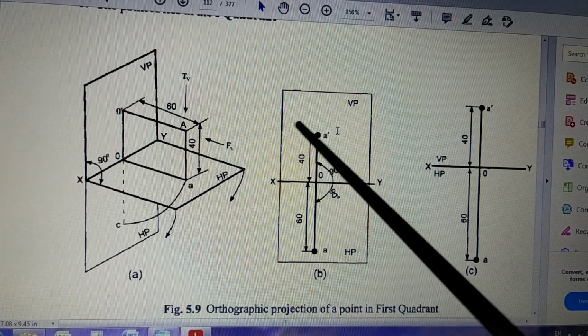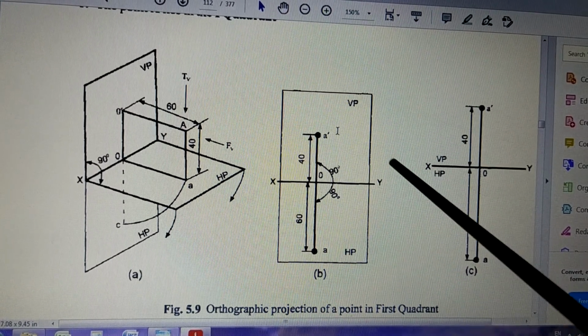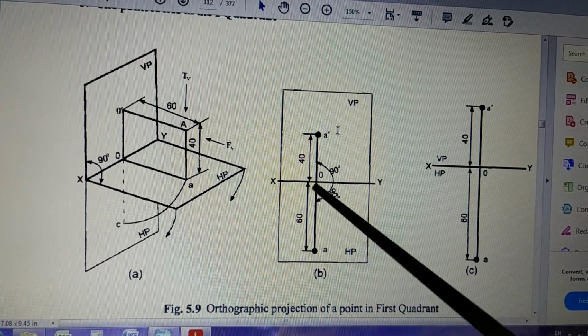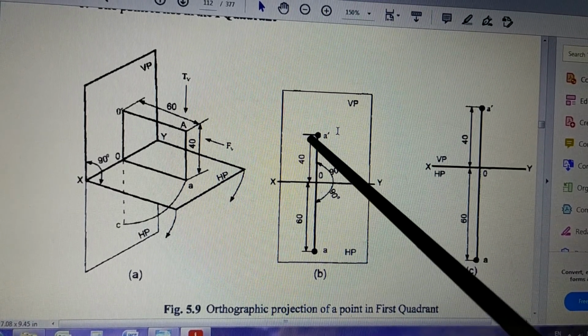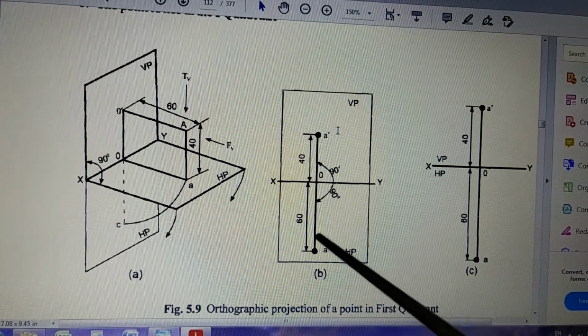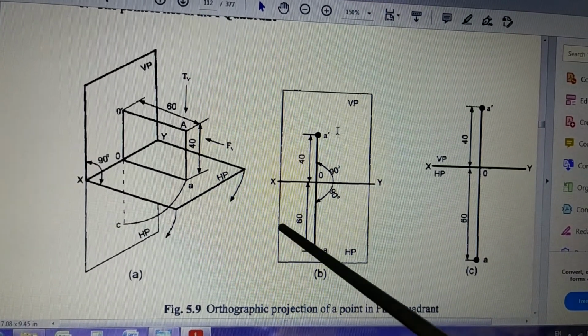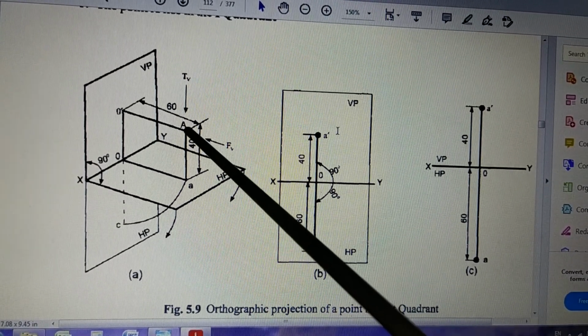So the front view is A dash here, and the top view is A here. This figure is drawn as a flat figure on a plane where there is an XY line. A dash is above by 40 and A is below by 60, and this is what we already discussed. This is the projection of a point A.